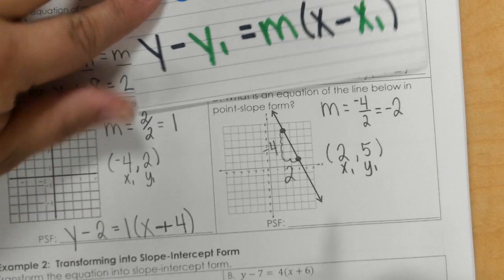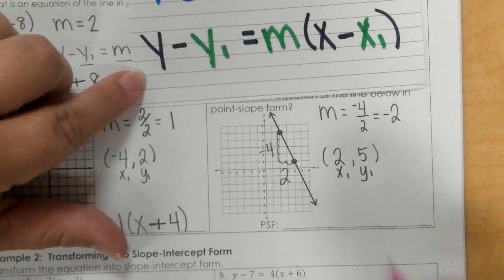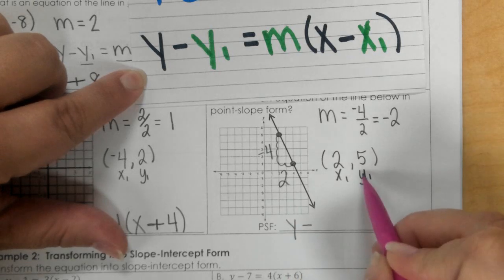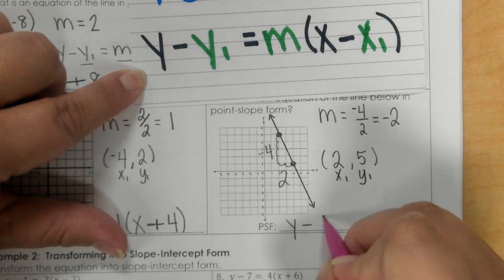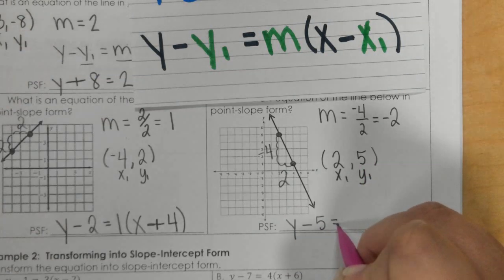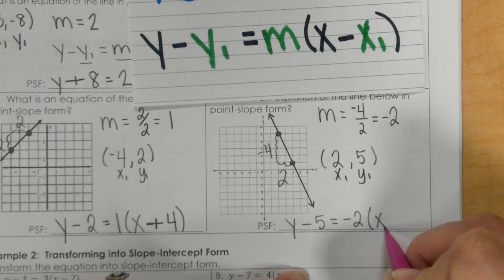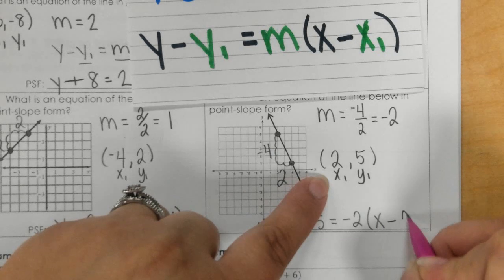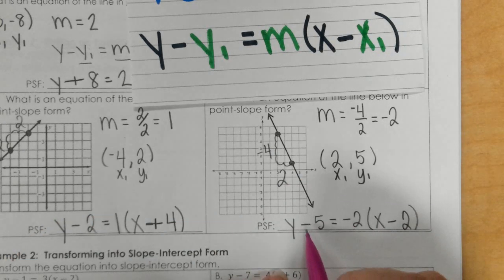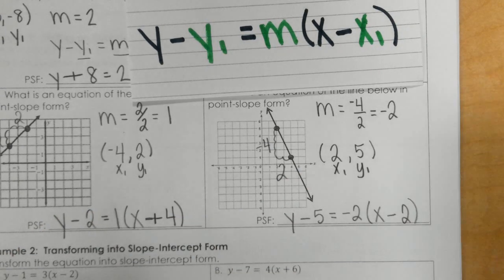So there's the formula. So we have y minus a 5. Slope is -2. And then we have x minus x1, which is 2. And since everything here is just a minus, no doubles, we're done with that one.